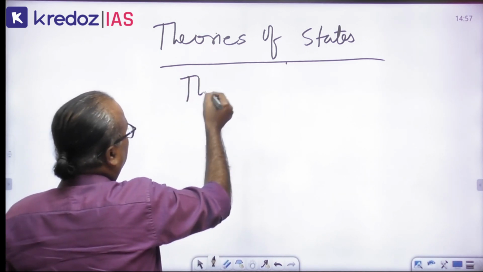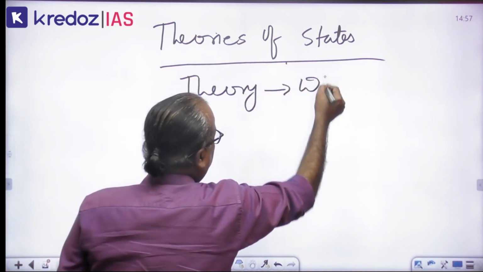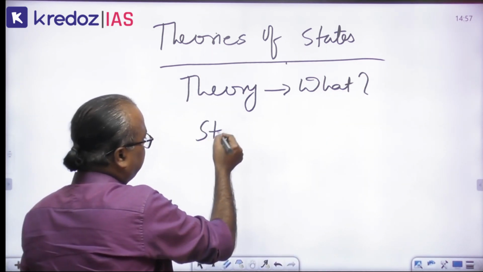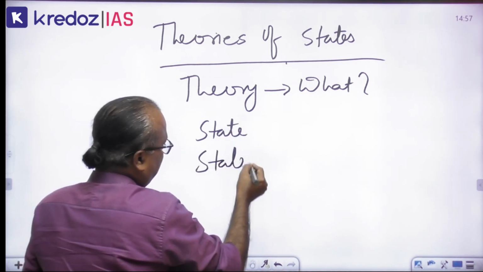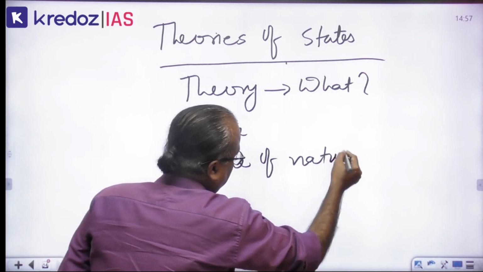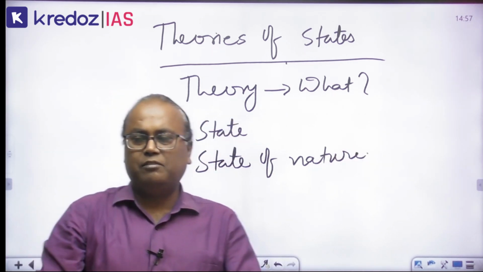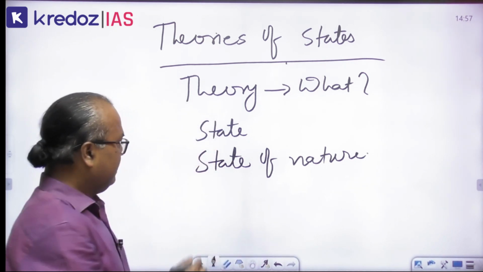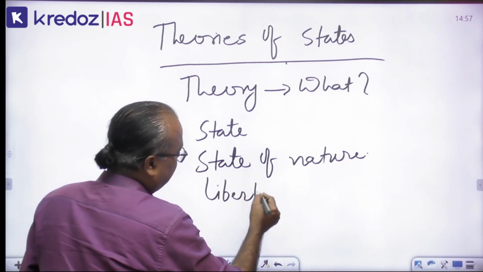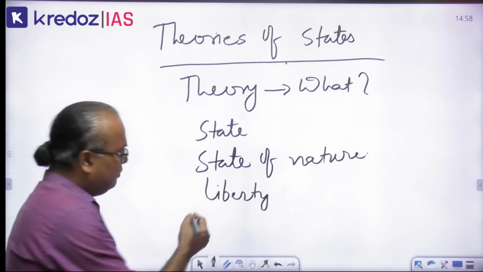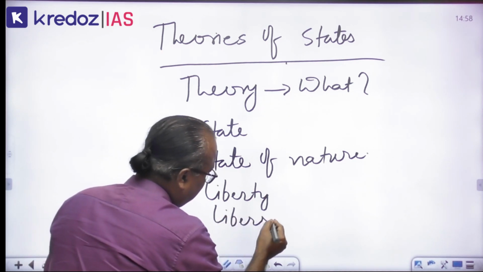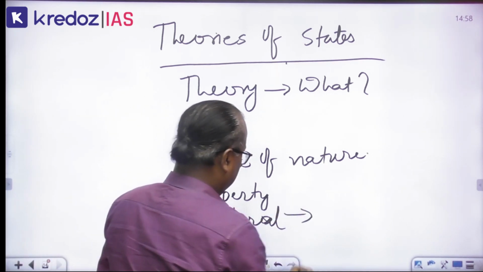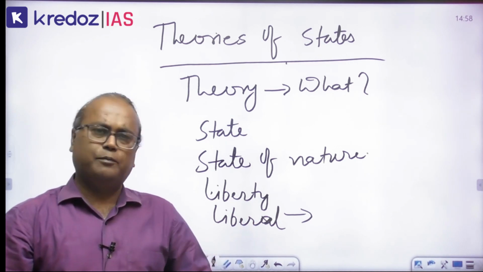Okay, theory. After this, what is a state? What is a state of nature? This is the concept you require to have a full understanding. Once you understand a state of nature, then the liberty. After the liberty, what is liberal? Once you understand liberty, you will be able to understand the liberal, and once you understand liberal, you will be able to understand liberalism.